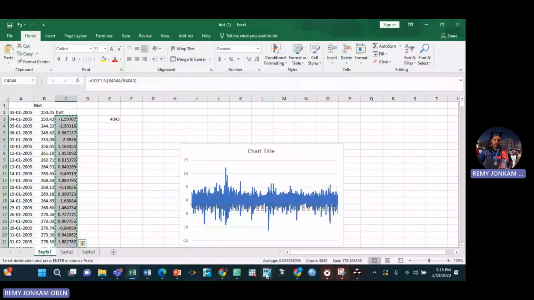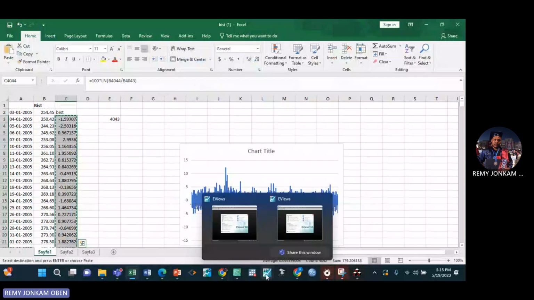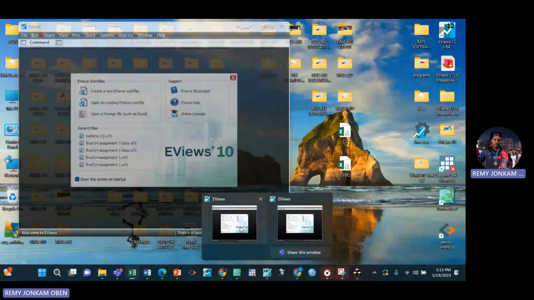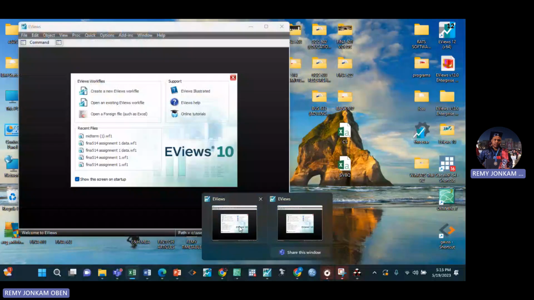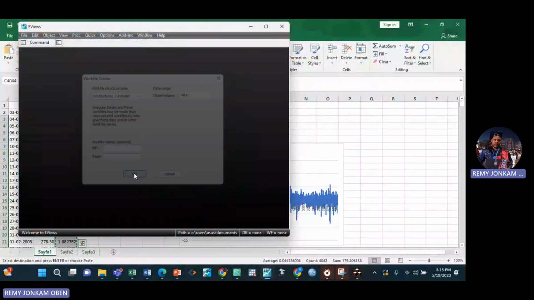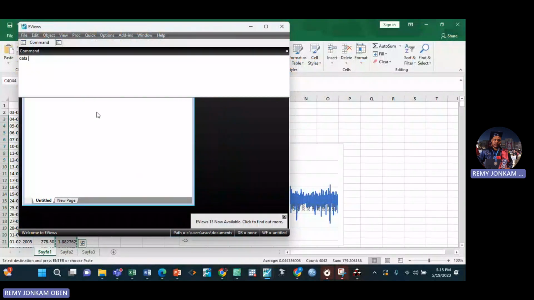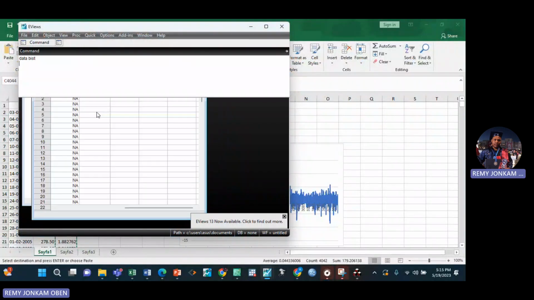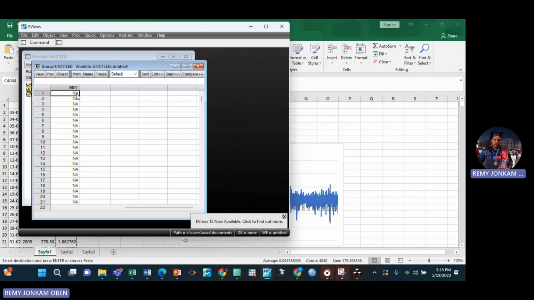So we have 4,041 observations. So if I click here, I'll use unstructured undated. I have 4,041. If I click OK, I'll type data and just type the name of the variable. Then I'll paste my data here. Is that copied? Copy.